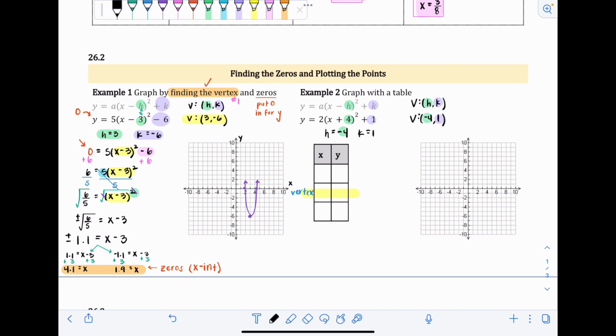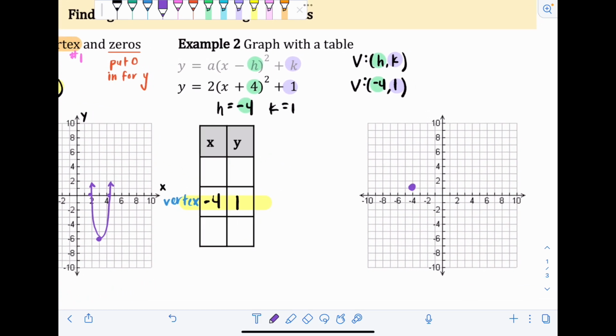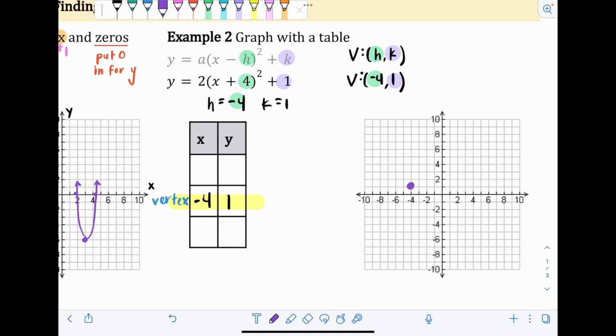I'm going to put that in the middle of my table. And I'm also going to put that on my graph right away. So (-4, 1) means I go left 4. And then I go down 1. So I'd put a point right here. Oh wait, nope, why did I say that? Maybe you noticed my mistake. Sorry. Anyways, (-4, 1), I would go left 4 and then up 1 because it's a positive 1. Hopefully you caught me. Okay, so (-4, 1), I go left 4 and then up 1.